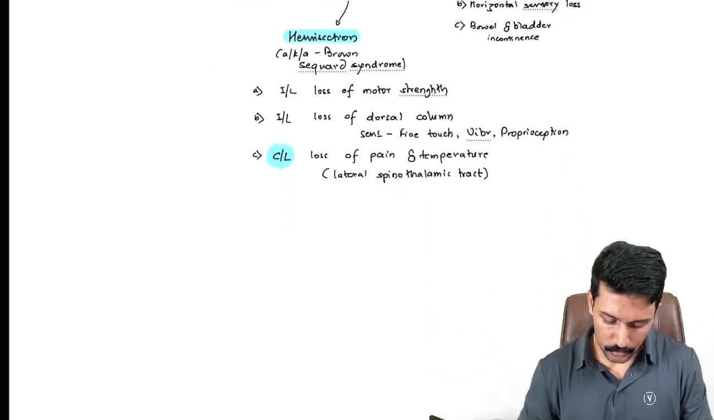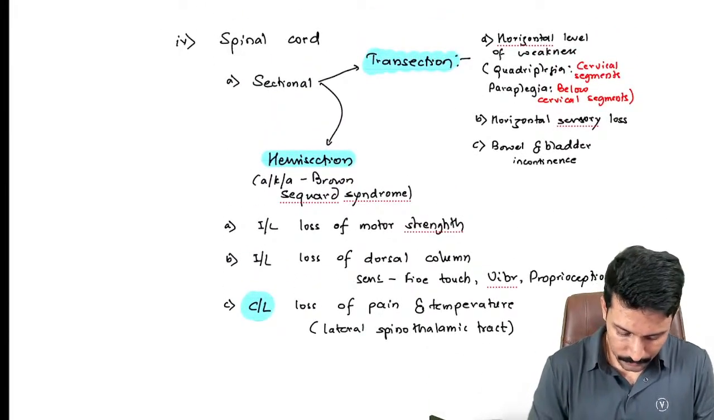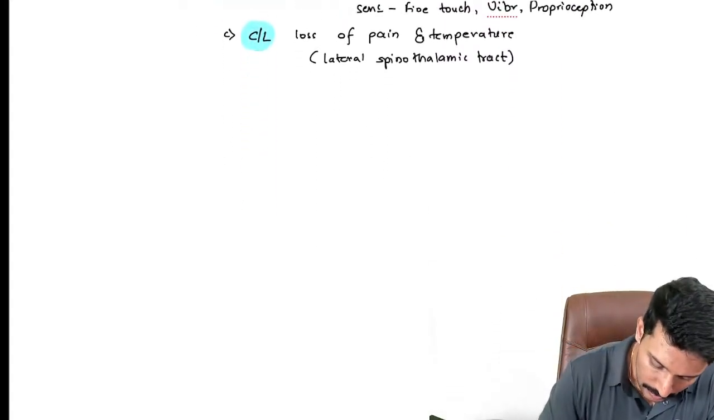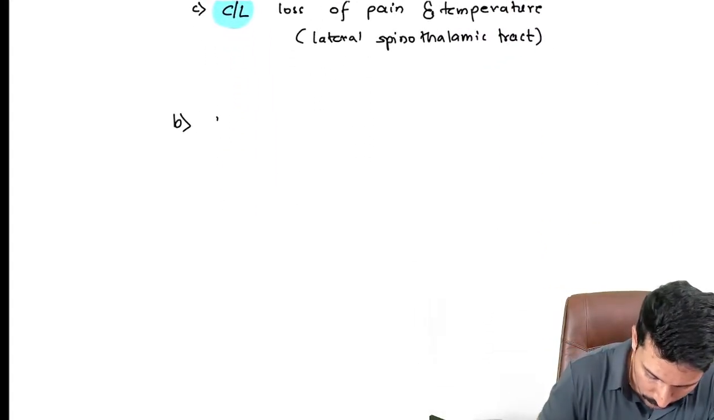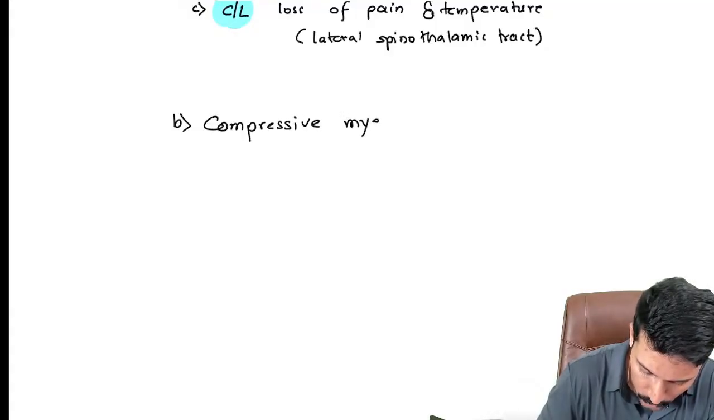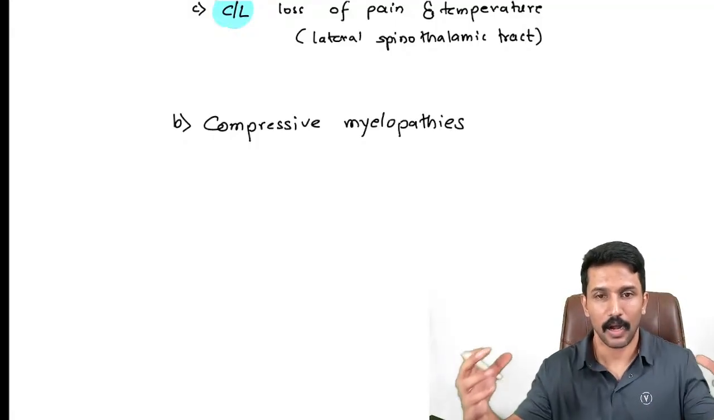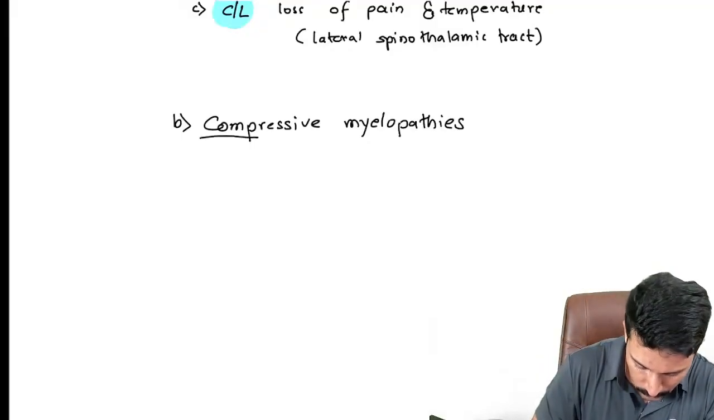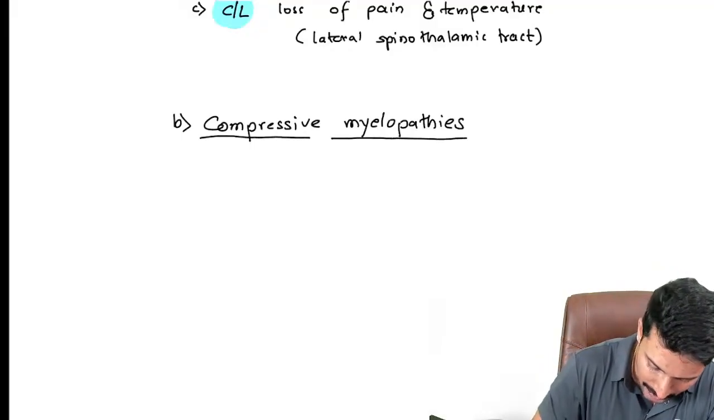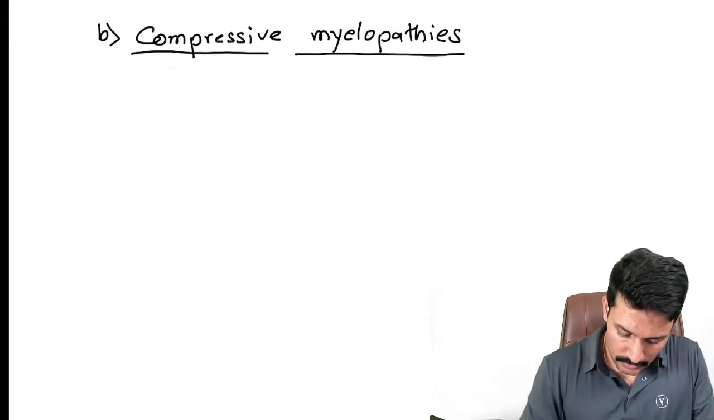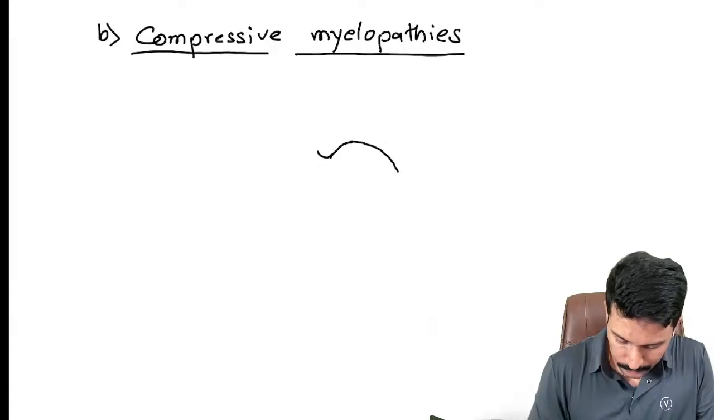After the cut, we also have what we call compression, right? So let us also talk about the compressive myelopathies. What do you mean by compressive myelopathies? You're not cutting the spinal cord, but you're compressing it, either from outside to inside or from inside to outside. So we'll call them compressive myelopathies. And just for a quick revision, remember the cross-sectional anatomy of the spinal cord.